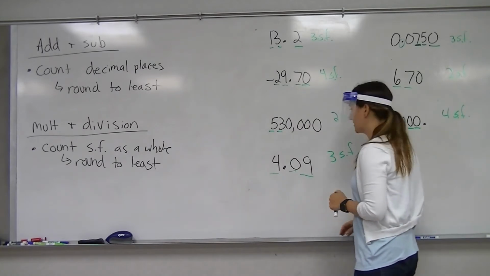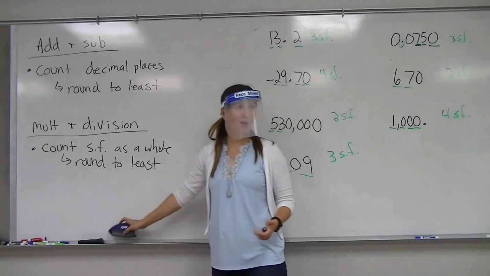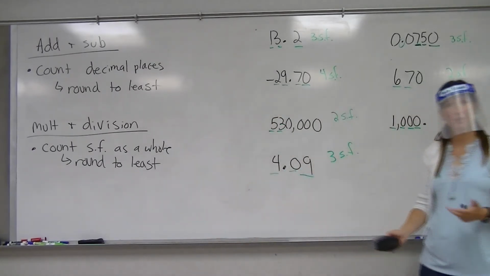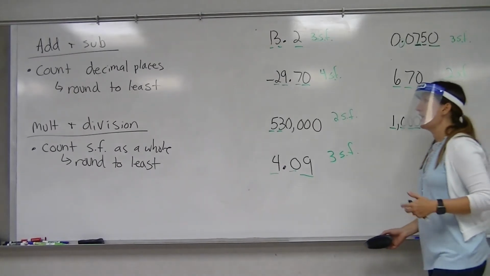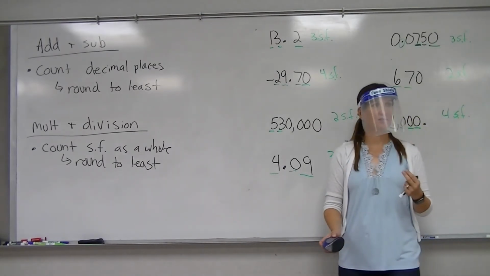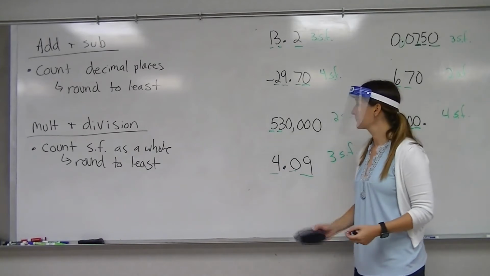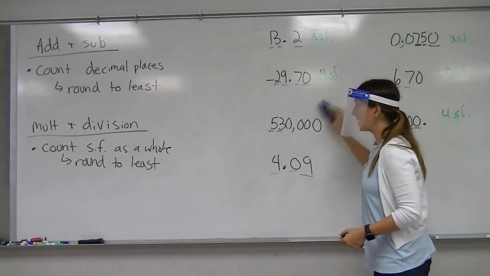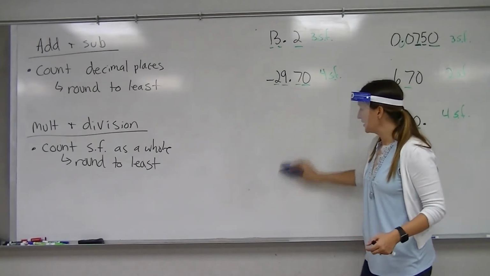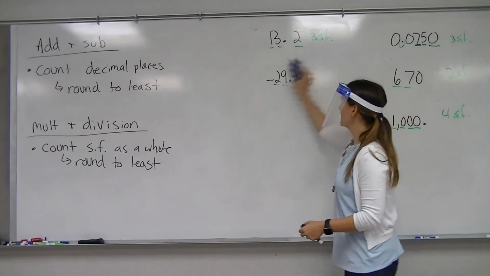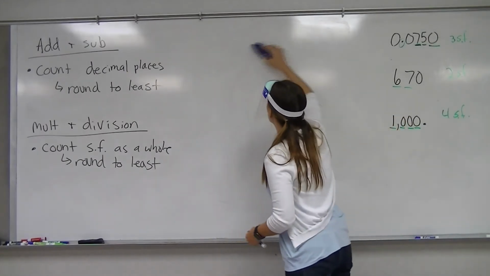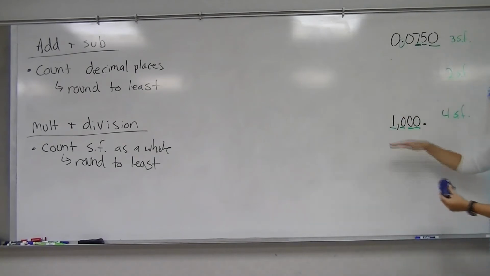the decimal places only. So you're going to count how many decimal places are in all of the numbers that you're adding or subtracting, and then choose the least. So you always choose the smallest. Now, if you approach a problem and you're multiplying and dividing, it's a different set of rules. You're not looking at decimal places for multiplication and division. You're looking at sig figs as a whole, what we did here.